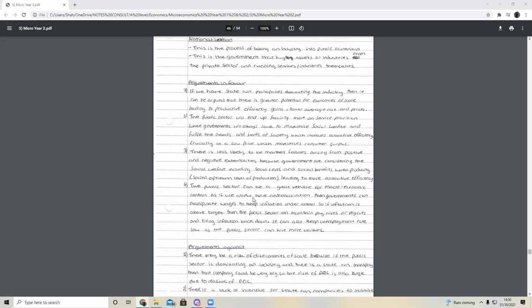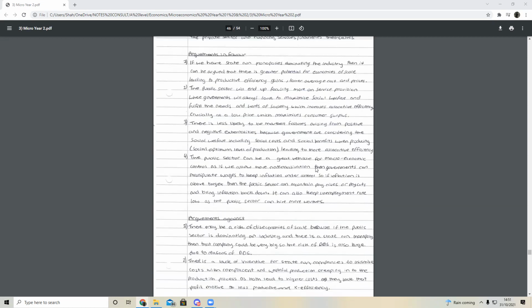So you can slightly mention that in your essay, and you get a lot of marks for that. I wouldn't recommend talking too much about it or using your macro diagrams, but you can slightly mention it in your evaluation. That should impress the examiner. The public sector can be a great vehicle for macroeconomic control. So basically, like a tool.